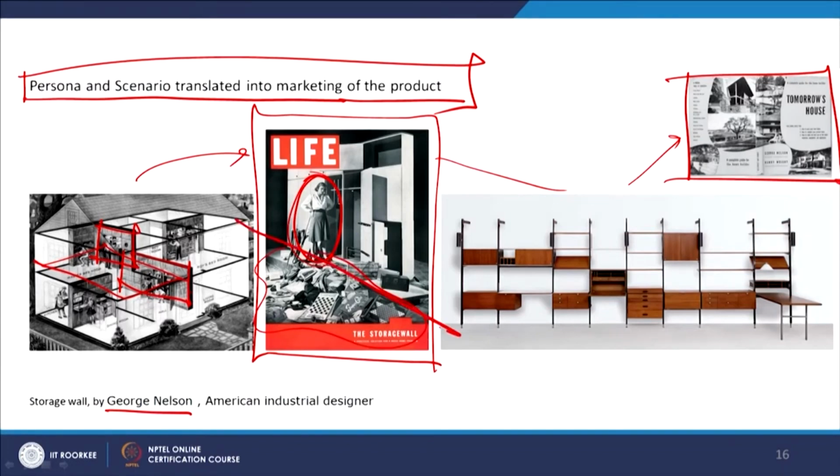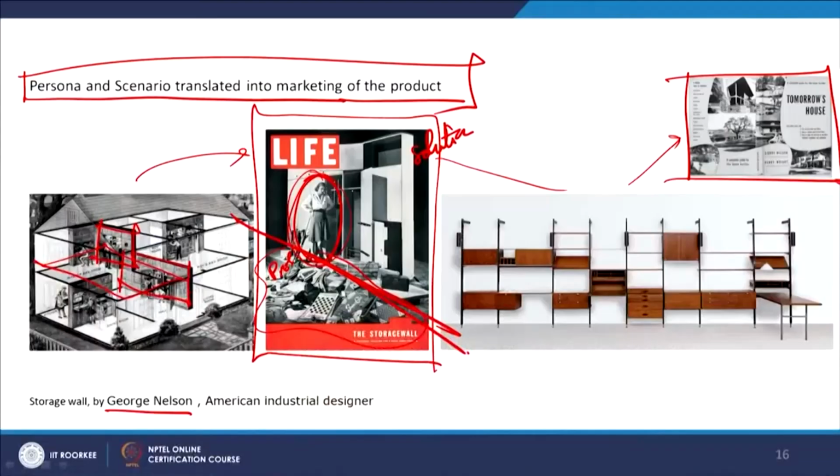So this is the problem. Scenario 1 is the problem and this is the solution. The solution is the storage wall, and the problem is a lot of scattered stuff, and the person is the lady in the house, the housewife or the wife who takes care of the house. This is the persona, this is situation 1, and after the product comes, what will the situation be? This is the final design of this storage wall.